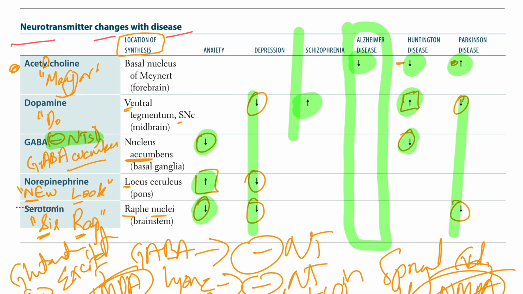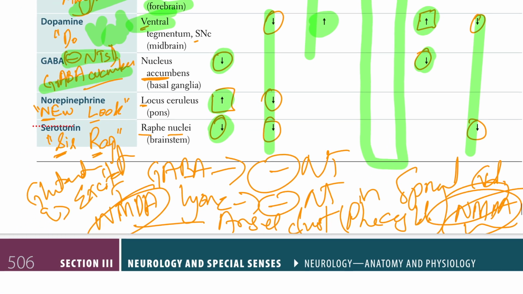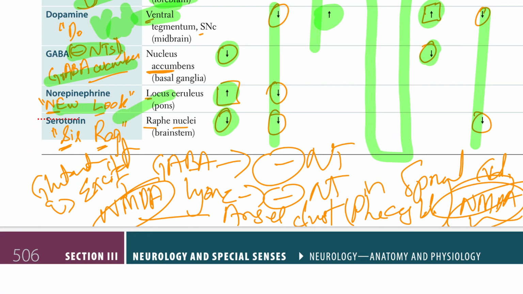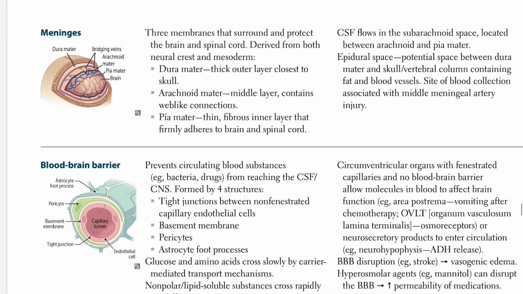Just the whole thing recall. Acetylcholine, Meynert, right? For acetylcholine, which is in the forebrain. Dopamine, dope vent, which is the ventral tegmentum. GABA is the GABA cucumber. You can call it accumbens. Norepinephrine, new look, locus coeruleus. Serotonin, SERRAP, raphe nuclei. All right, let's move on with the next one, which is meninges.